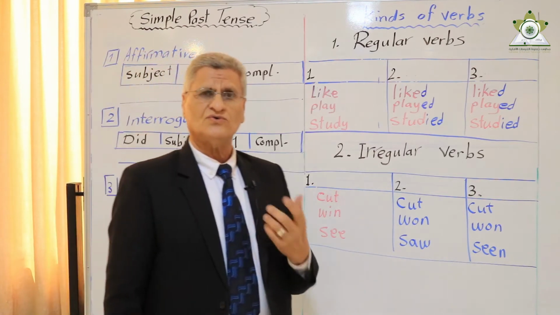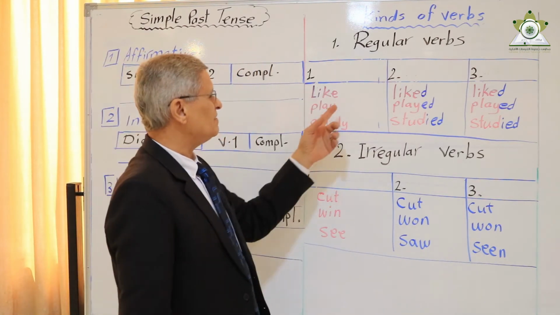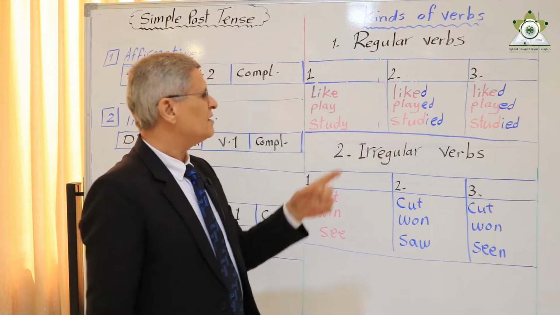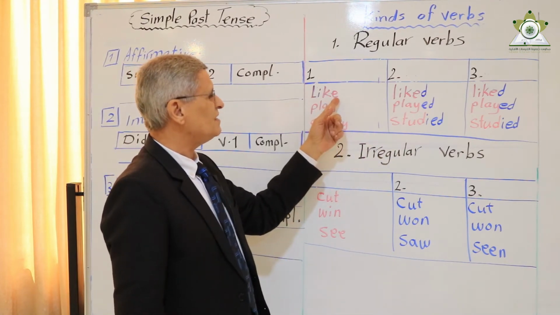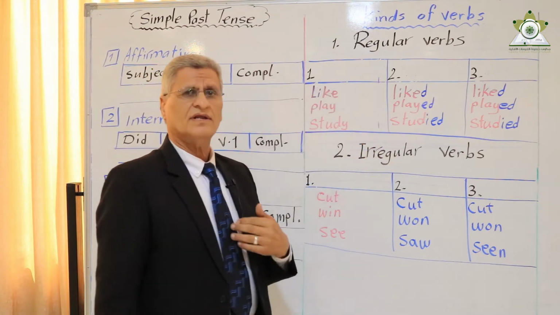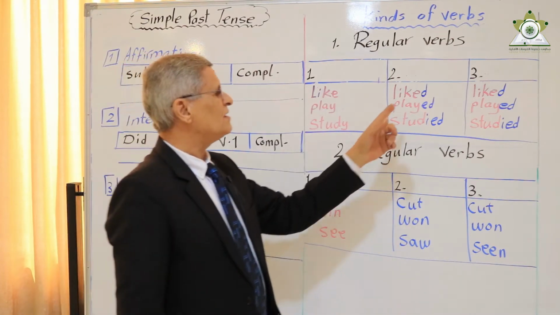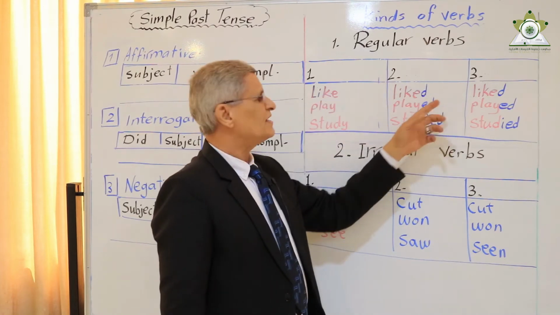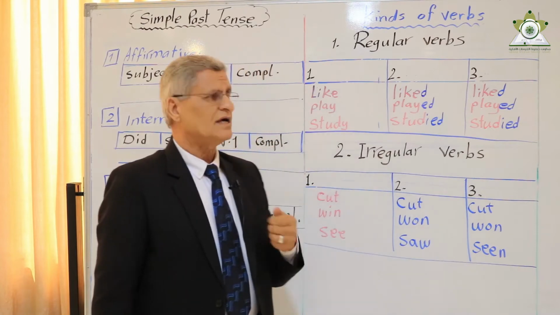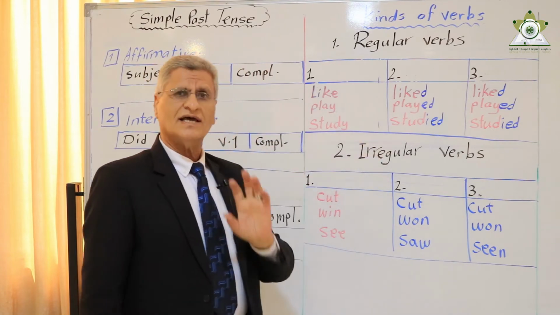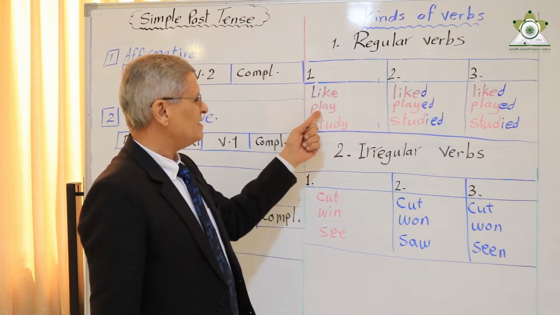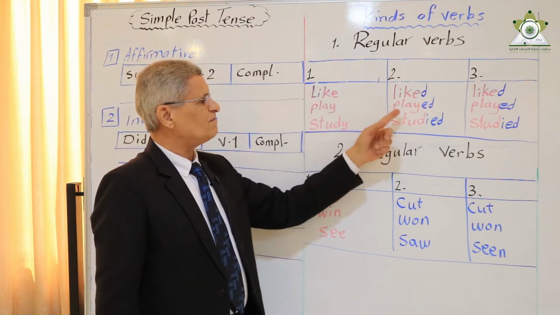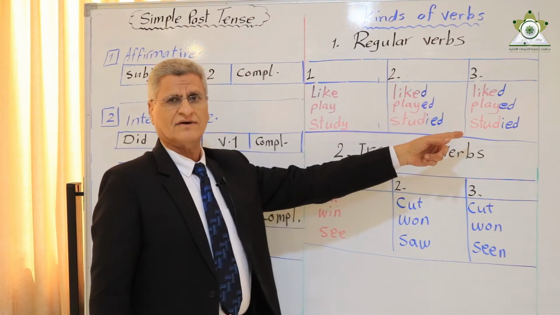When we add D, we add D when the verb ends with E. When you see E with regular verbs, add only the letter D, like, liked, liked. Here we pronounce, we say liked, not like it. Play, here we add ED: play, played, played.